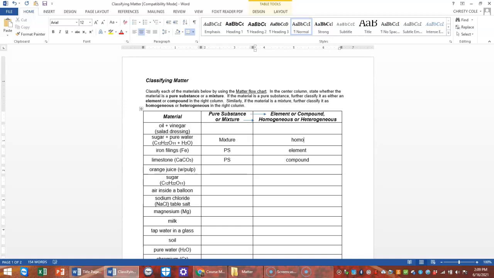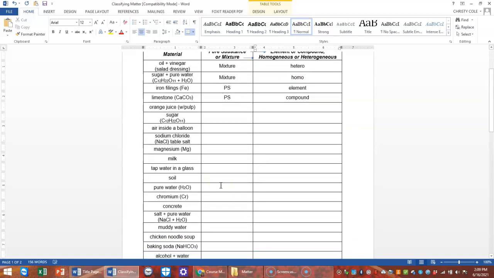So you can write homo or homogeneous. All right, as opposed to oil and vinegar salad dressing. If you've ever seen that kind of salad dressing, like Italian salad dressing, it separates out and it's got all kinds of stuff floating in it, so it is definitely a mixture. But because it looks different throughout and it will settle out into its different components, we call that hetero. Different throughout versus the same throughout.